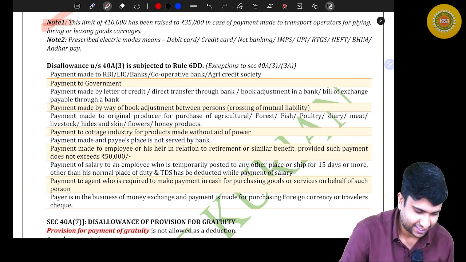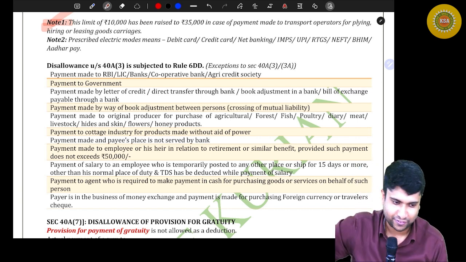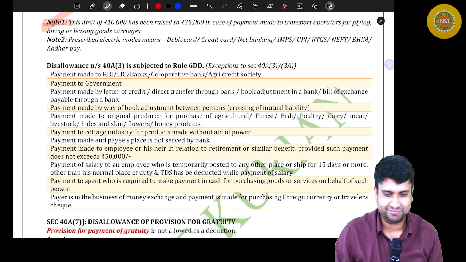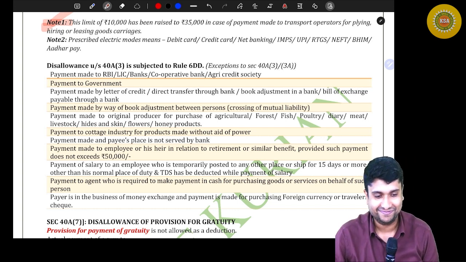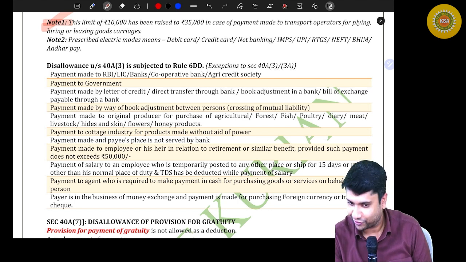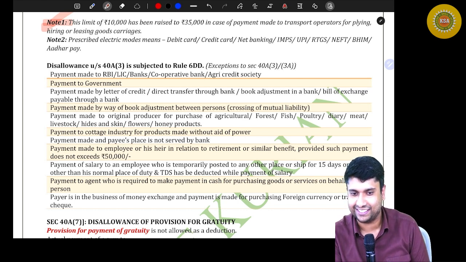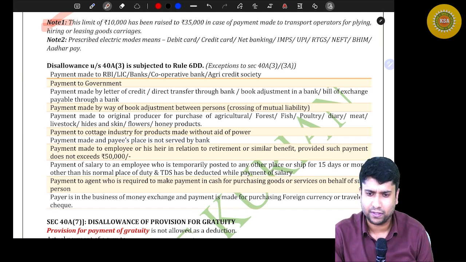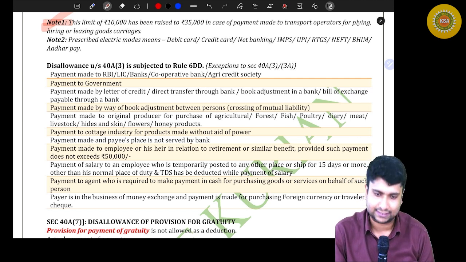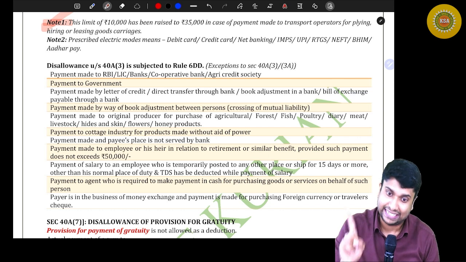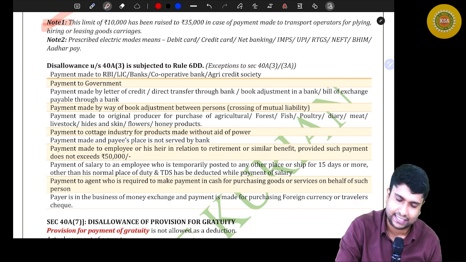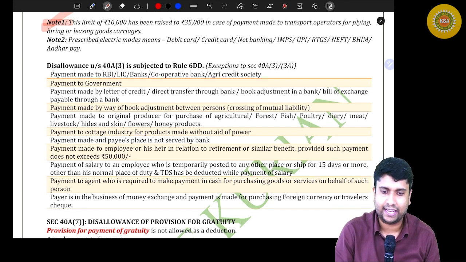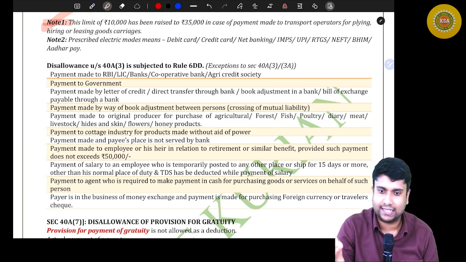Enough of discussion. In aggregate, one person... Not in aggregate, in a day. In aggregate, if that exceeds 10 also, there will be a problem. Otherwise, no problem. On a different day, if it is an industry standard, then you can make it.